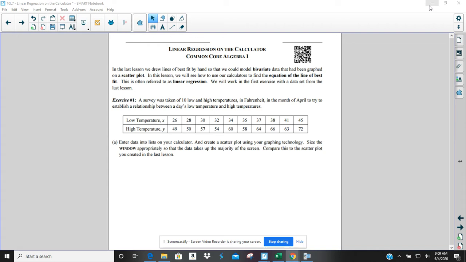It says a survey was taken of 10 low and high temperatures in Fahrenheit in the month of April to try and establish a relationship between days' low temperatures and high temperatures. Enter the data list into your calculator and create a scatter plot using the graphing technology. I'm going to show you how to do that without doing the second thing, which is to size the window. I'm going to show you how quickly and easily we can do it. Again, benefits of being a stats teacher, right?